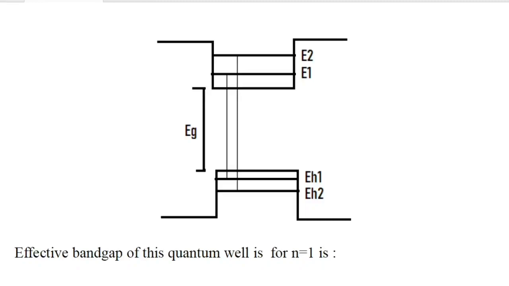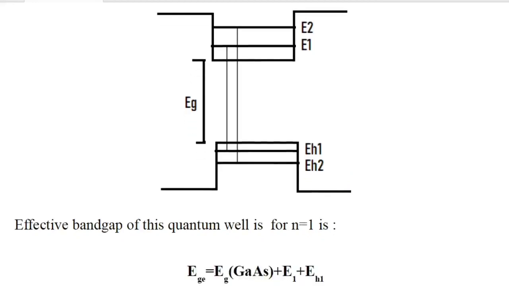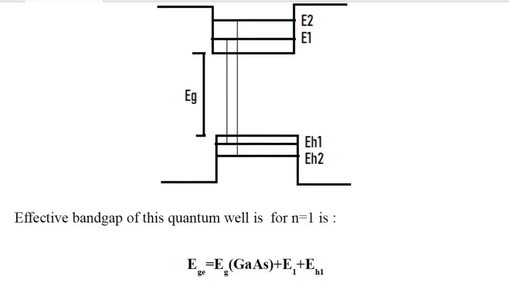Here there are two discrete energy levels, E1 and E2, in the conduction band. And in the valence band, there are again two stable energy levels, EH1 and EH2. Another point is that when you further reduce the thickness of the quantum well, the number of discrete energy levels gets reduced. That's an important point. When you decrease the thickness of the active region, you are changing the effective band gap of this quantum well structure.